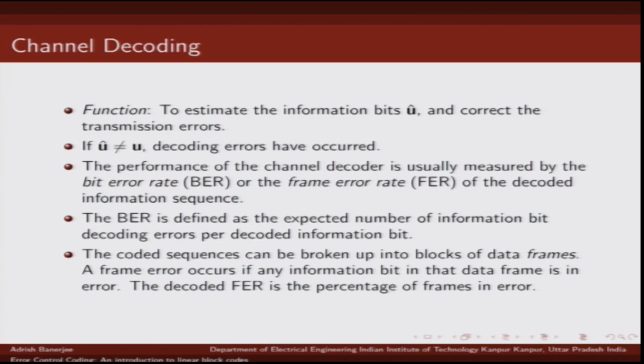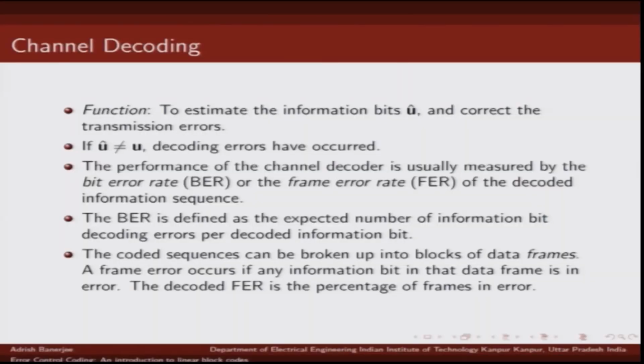When we compare the performance of different error correcting codes, we plot on the y axis bit error rate or frame error rate versus SNR, signal to noise ratio. That is, as we increase the signal to noise ratio, how do our error correcting codes perform? That is one way of comparing two error correcting codes.